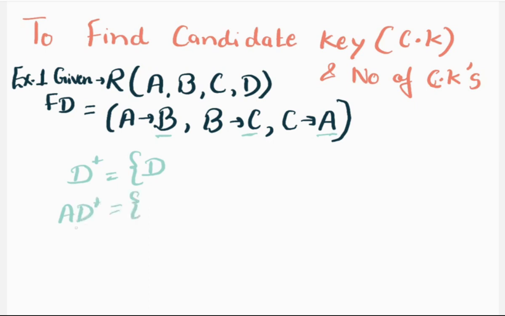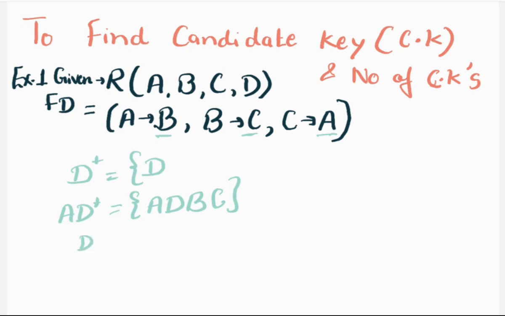Now AD will determine AD because of reflexivity: A will determine A, D will determine D. Now A is determining B, so B will come here. B is determining C, so C will come here. C to A. So AD is determining all the attributes A, B, C, D. So this will be our candidate key.